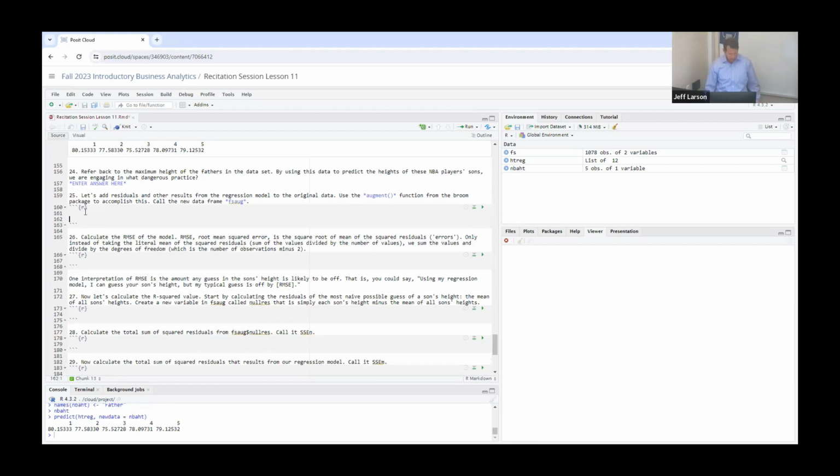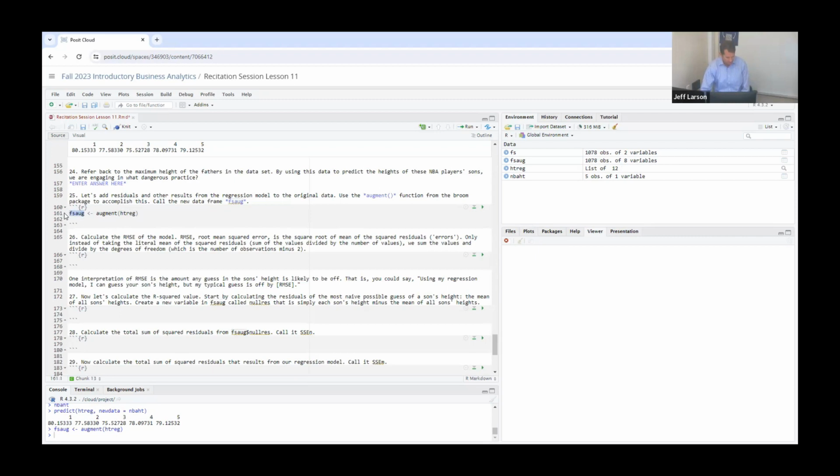And this, do we do this on the instruction? Do you remember this? So we're going to call it fsaug, and I think we just use augment, and then we just plug in the actual regression model. Okay, so fsaug is 1,078 observations, same as in our data set, and it's got 8 variables.